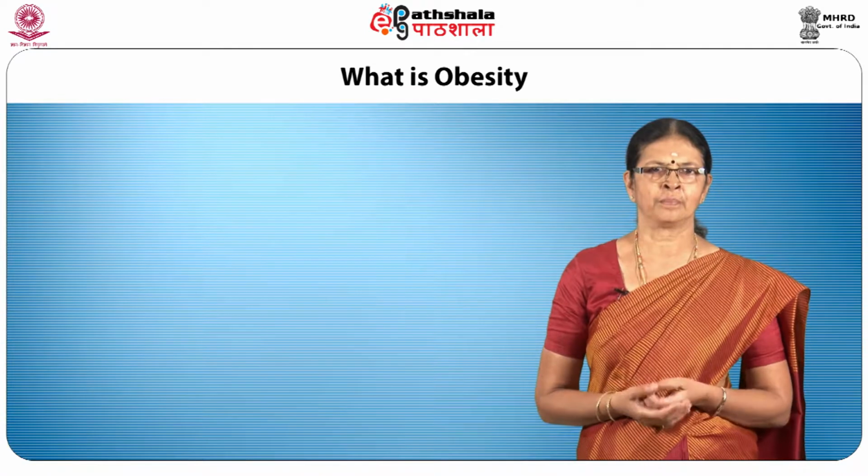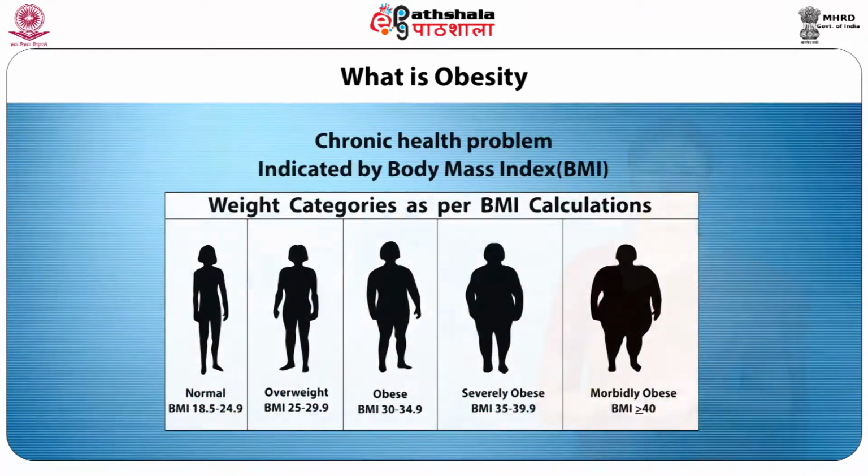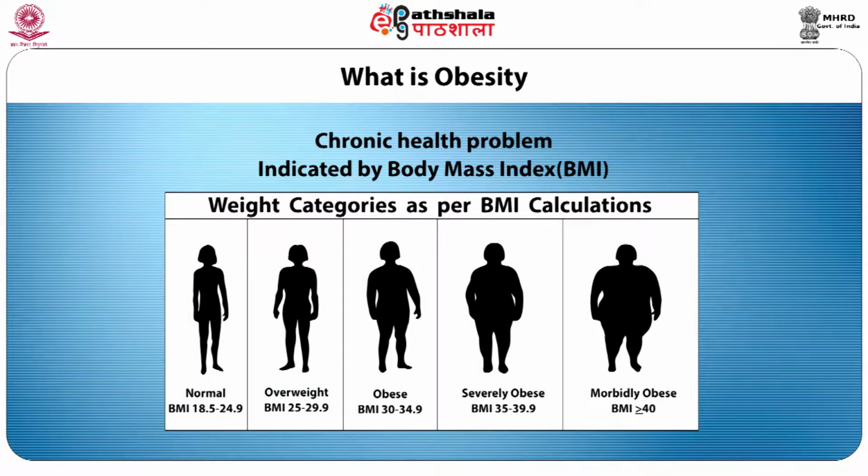What is obesity? Obesity is a chronic health problem. Body mass index is an indicator of the amount of excess body fat that individuals hold and is widely used to assess overweight and obesity in individuals. It is calculated by dividing a person's weight in kilograms by the square of an individual's height in meters.